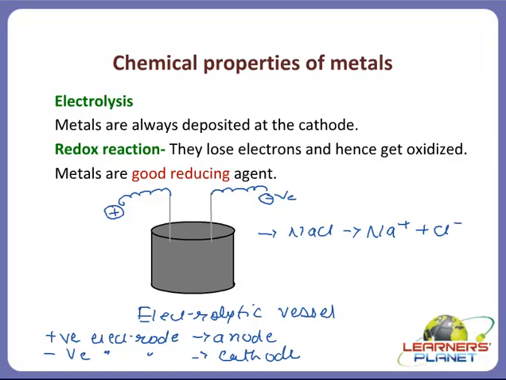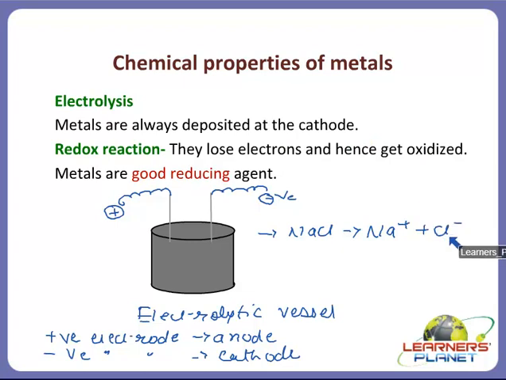Am I clear? Na is a metal, so it will form what type of ions? Positive ions. Right? Now what will happen to the positive ion? This Na plus will get deposited at the negative electrode. Clear? Hydrogen also gets deposited at the negative electrode. Right, children? So that is what it is saying. Metals are always deposited at cathode.